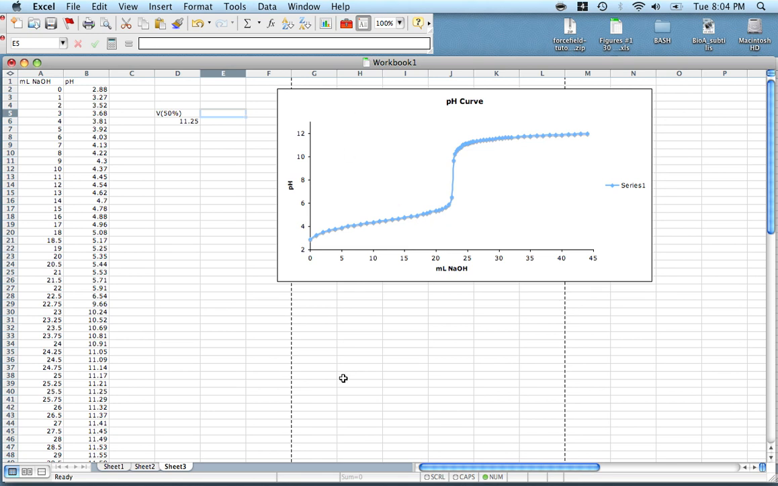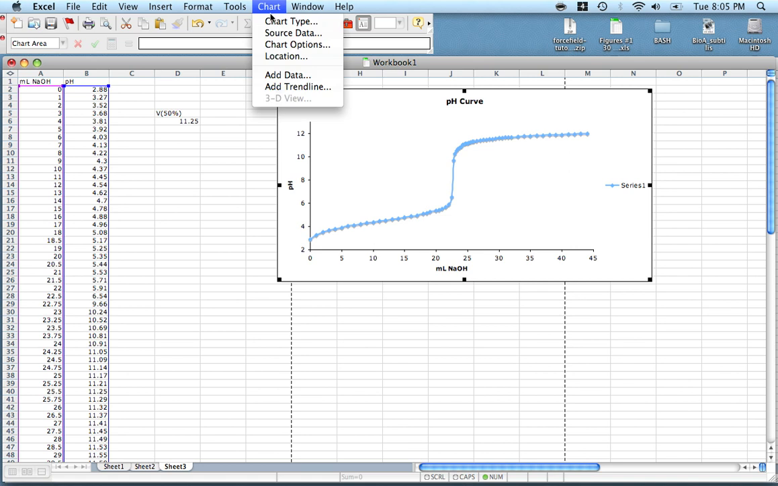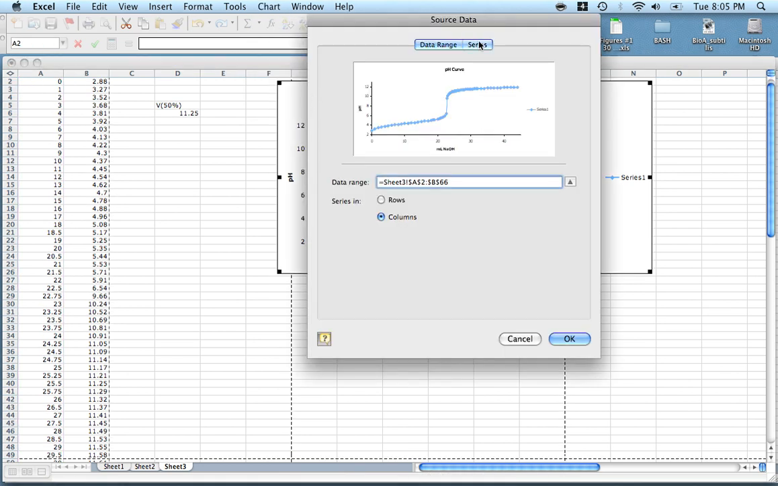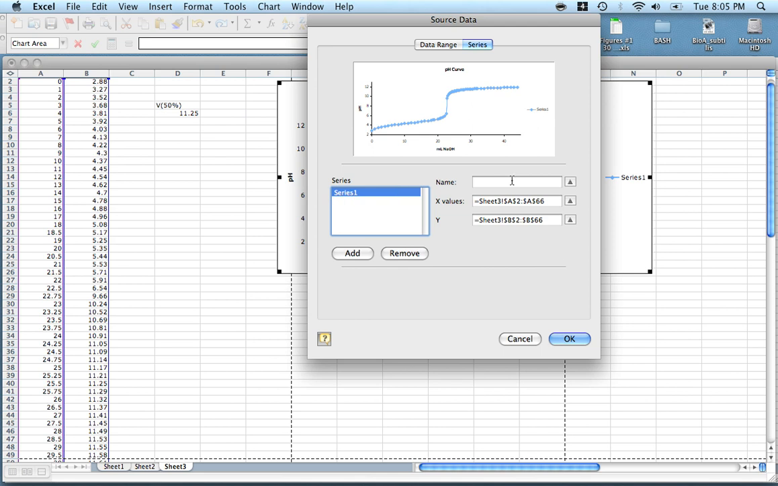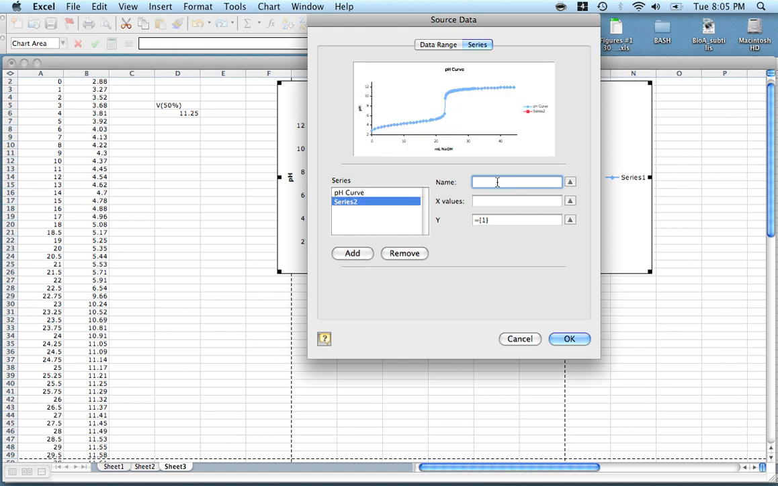Okay? So the way we do this is we click on our chart, click on chart, and go to source data. We go to series. We already have a series on here, and I can give it a name. That's our pH curve. So we want to add another series. I'll just call that lower curve.